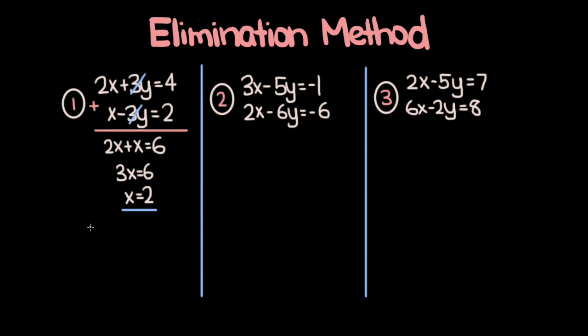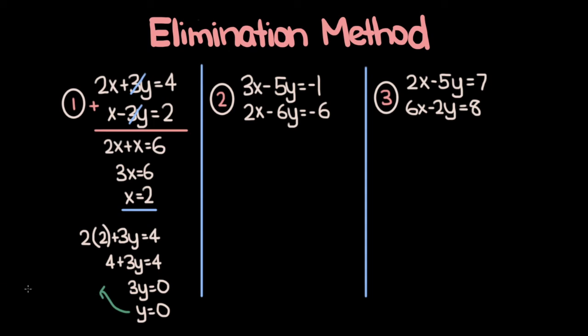So let's take the first equation for instance. We know that 2 times x, which is 2, plus 3y is equal to 4. 2 times 2 is 4, so 4 plus 3y is equal to 4. And if we subtract 4 from both sides, we get that 3y is equal to 0, which then means that y is equal to 0 as well. And so the solution to this system of equations is the point 2, 0. Okay, so that elimination was really straightforward.